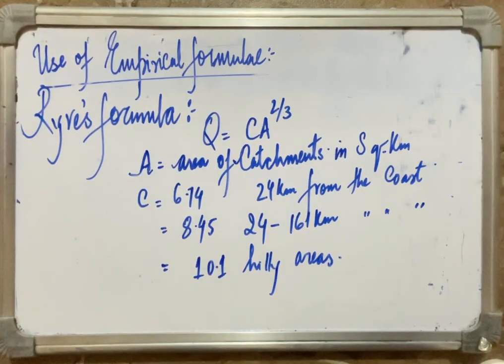All right, so this is about the Rice formula. Wright modified the Dickens formula for its application to the southern parts of India, and he gave us the empirical formula for determination of the maximum discharge, which is Q is equal to CA raised power 2 by 3, where A is the area of catchment in square kilometers and C is 6.74 for all such areas which lie up to 24 kilometers from the coast, 8.45 for those areas which are at a distance of 24 to 161 kilometers from the coast, and 10.1 for the hilly areas. All right, so this was about the Rice formula. Next one is the English formula.